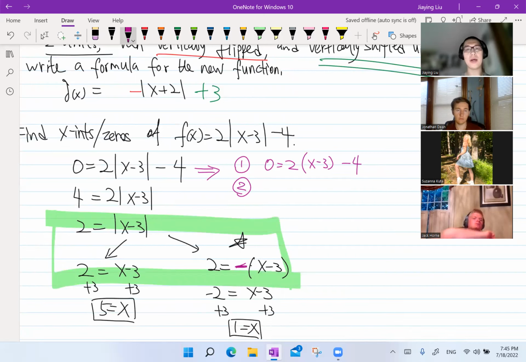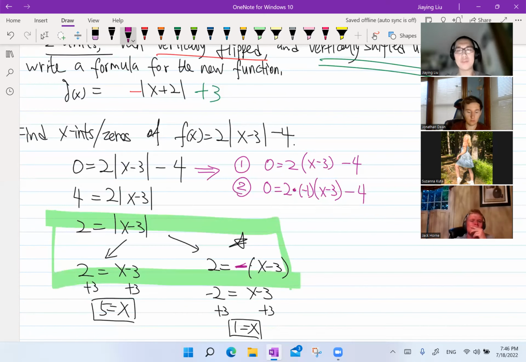That's the first equation. The second equation we can write is we're going to add a negative in front of the absolute value part. So 0 equals 2 times -1 times (x minus 3), because x minus 3 is the absolute value part. We're going to take that, multiply by -1, and then everything stays the same. So that's the second equation we can write. And if you solve both equations correctly, you should end up with 5 and 1, just like before.